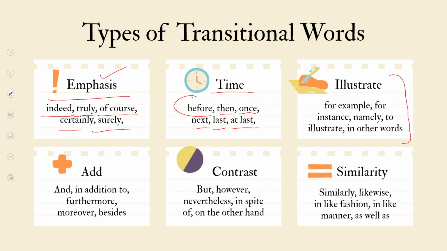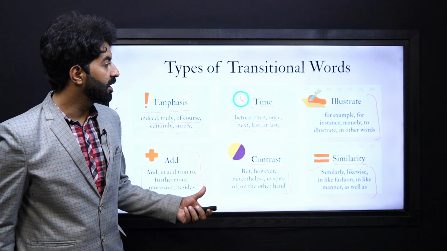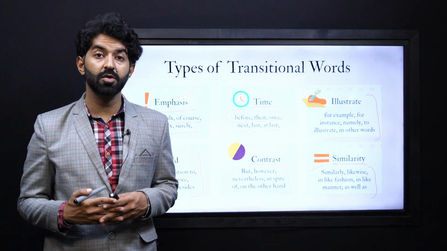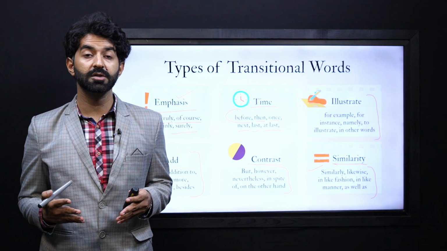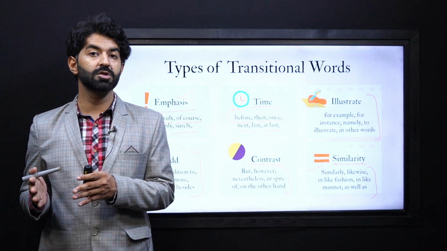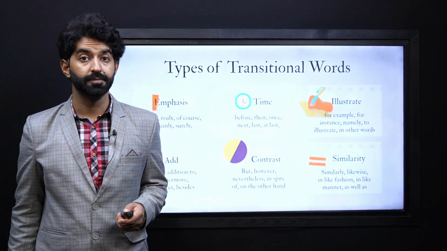These are the transitional words for illustrating something, and for adding something, you use all these transitional words. If you want to show contrast or opposition, you will be using these transitional words. And if you want to show equality or similarity, you will be using all these given transitional words. So we have emphasis, time, to illustrate. If you want to add something, contrast something, or show likeness or similarity, every kind of transitional word can be used.